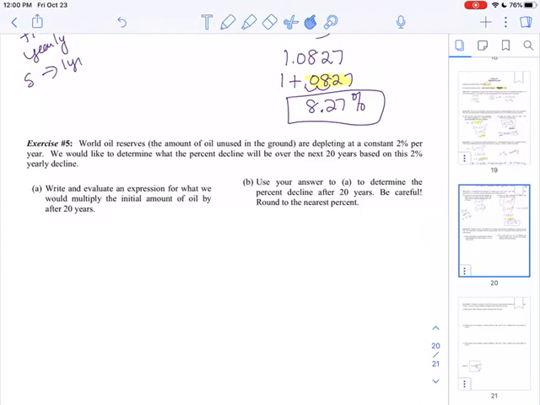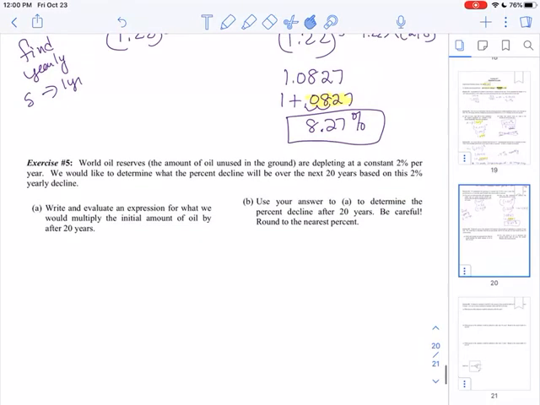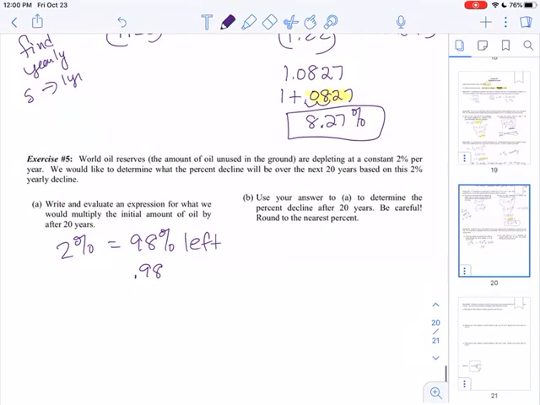All right, the next problem is different, so let's look at it quickly. World oil reserves, the amount of oil in the ground, are depleting at a constant 2% per year. We would like to determine what the percent decline will be over the next 20 years based on this 2% decline. If I have a 2% decline, that really means I have 98% left. I'm depleting it by 2%, but I have 98% left, which is 0.98.